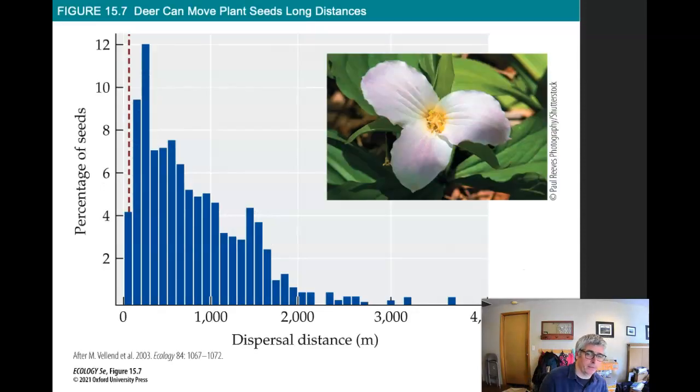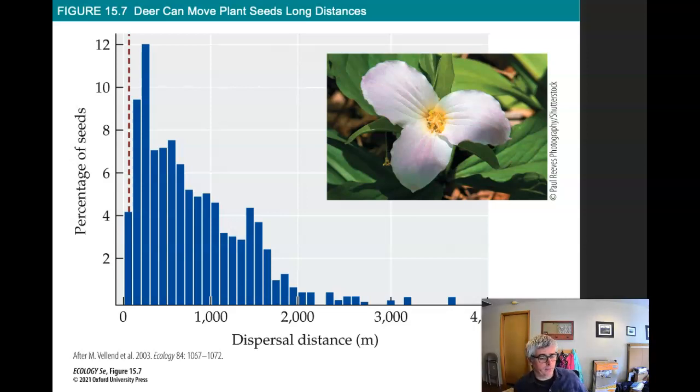And so there's clearly a benefit, otherwise the plants wouldn't be doing it. And the plants need to disperse. And so this dotted line is the distance that ants can disperse seeds. And then everything to the right of that line is the dispersal distance by deer. Distance in meters, so up to almost 4 kilometers, which is pretty good. So this is dispersal via white-tailed deer of the understory plant Trillium.